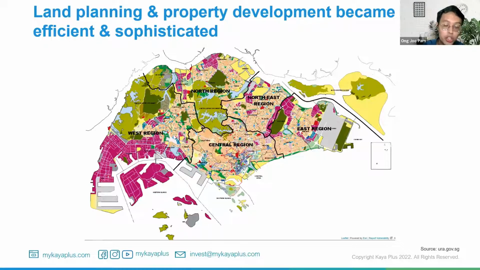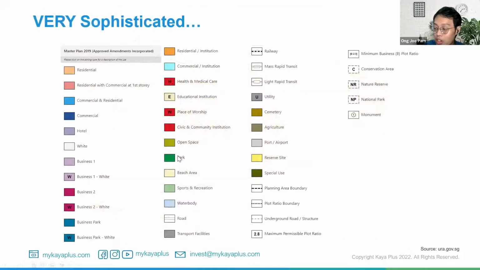And when this plan is communicated out, property developers or construction companies will come in and say, okay, there's a project, here is my bid and here is my plan. So they will collectively plan the growth of Singapore by looking at which part of the land is going to be repurposed for whatever activities, right? So when I say that it is very sophisticated, it really, really is very sophisticated. There are many colors inside the ura.gov.sg map. Different colors serve different purposes, right?